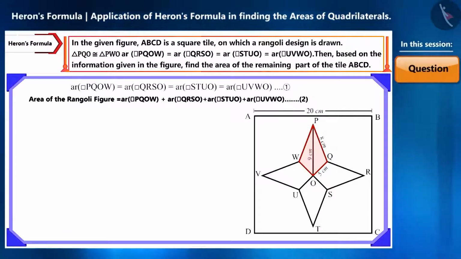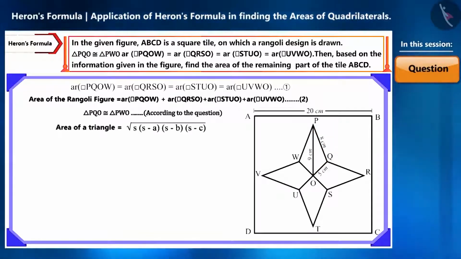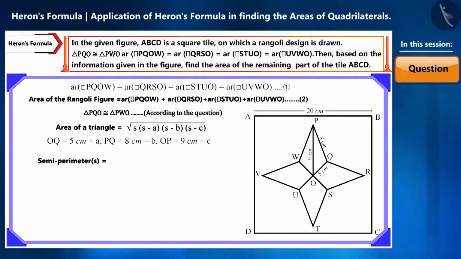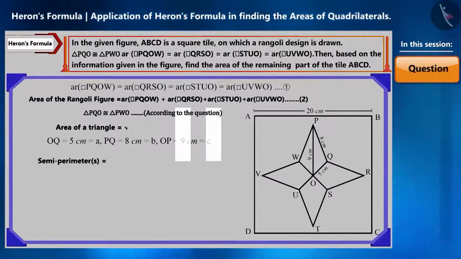Now, look at the quadrilateral PQOW carefully. Here, there are two triangles, triangle PQO and triangle PWO. According to the question, these triangles are congruent. In the figure, the length of all the three sides of this triangle is given. Here, we can use Heron's formula to find the area of this triangle. Let's assume OQ as a, PQ as b and OP as c. Now, we have to find the value of the semi-perimeter, that is s. You can pause the video and try it.